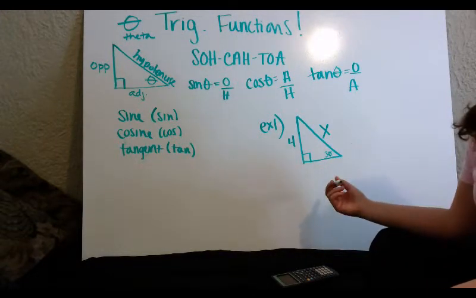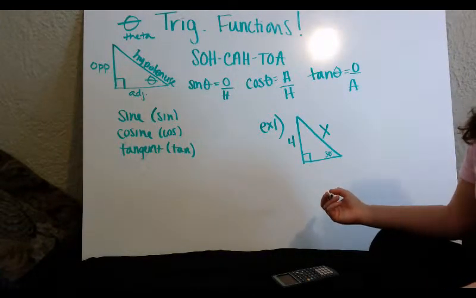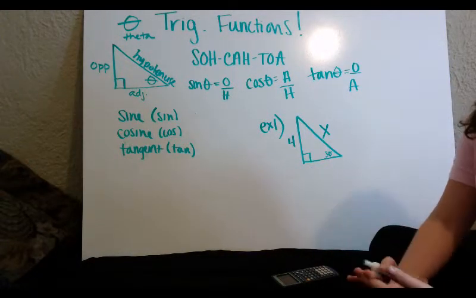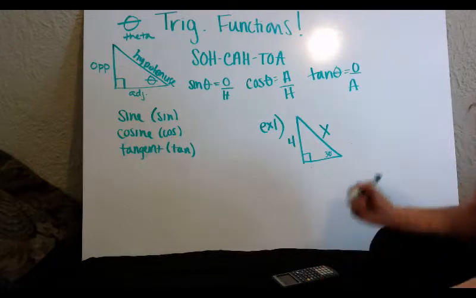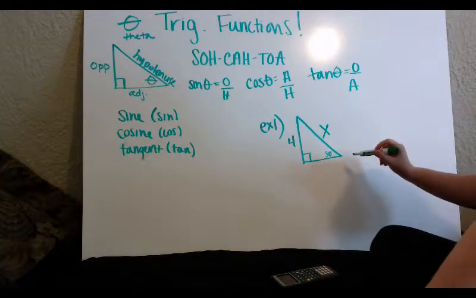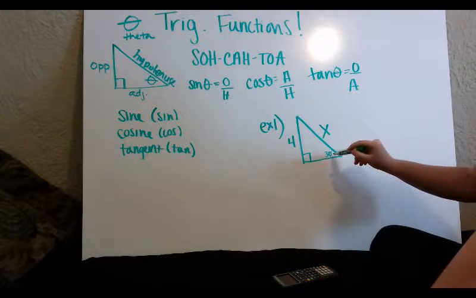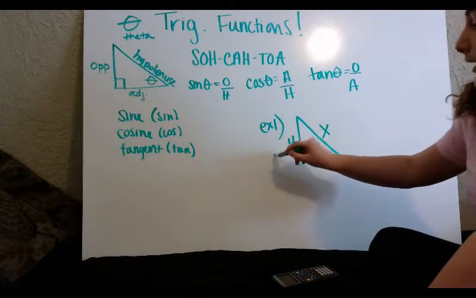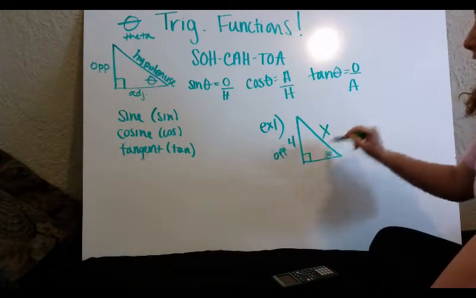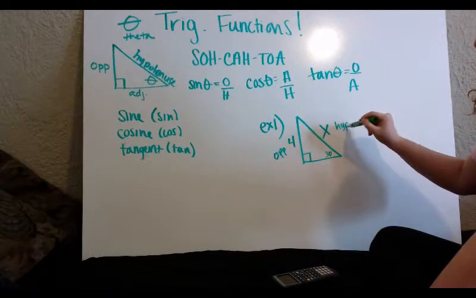So we already know 30, 60, 90 triangles. I'm just going to show you that this would work for any triangle, whether it's a special right triangle or any other type of right triangle. So first I want to look at the sides that I'm given. My theta is 30, the side opposite of it is 4, and then this is going to be the hypotenuse.